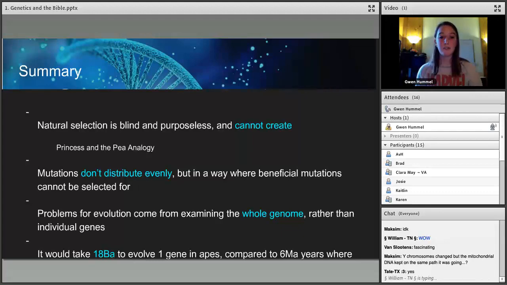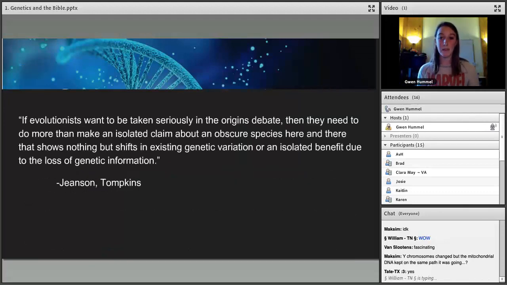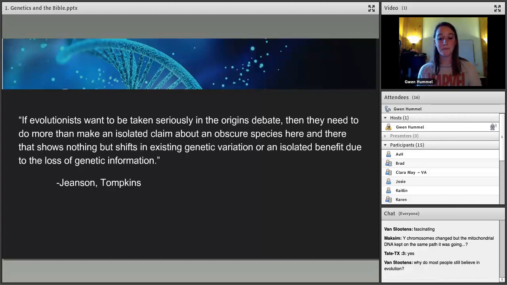Then problems for evolution come from examining the whole genome rather than picking out your favorite individual genes like most geneticists have done in the past. You have to look at the whole genome and a realistic model in order to see what these problems in evolution are. And we have to remember it would take 18 billion years to evolve one gene in apes compared to the 6 million years to get where we are now.